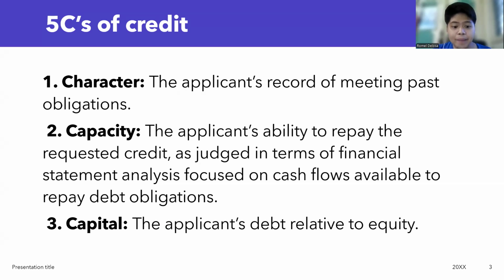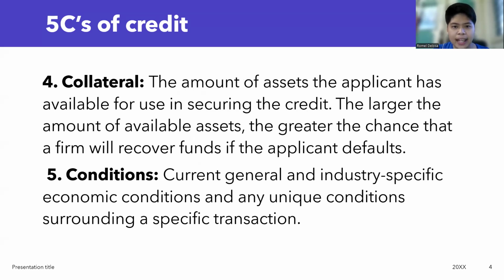Number three is capital. The applicant's debt relative to equity. So that's why pag marami kang ibang loans, if you have a lot of loans, they will also look at that and ask, can you really pay the loan? Kasi ang dami mong utang eh. Marami kang utang sa ganitong bank, and so on. So that is capital. And then, number four is collateral.